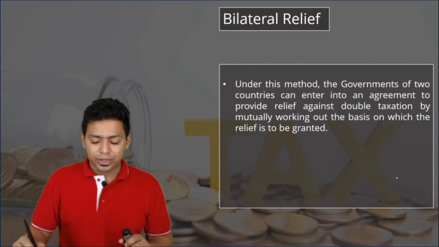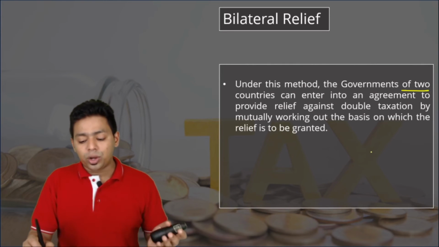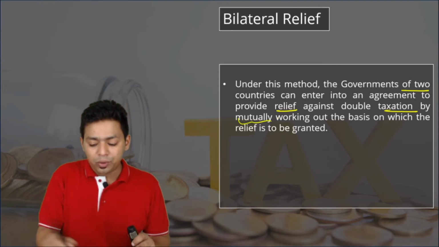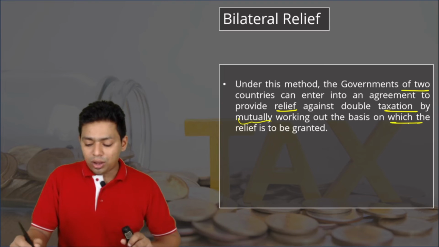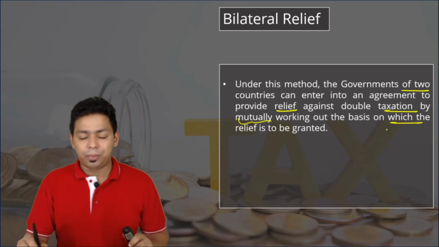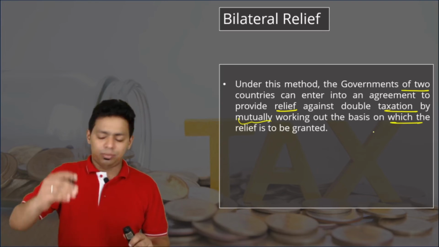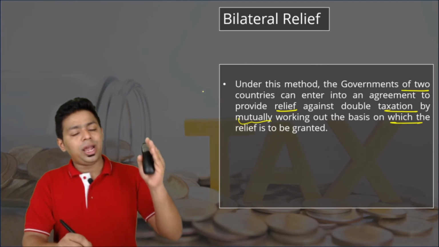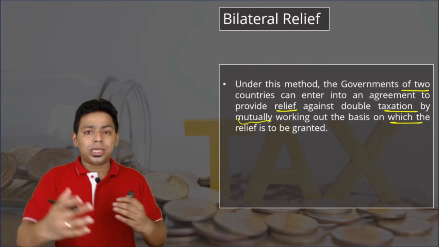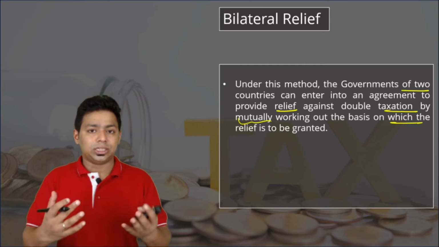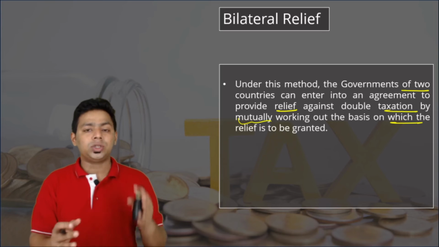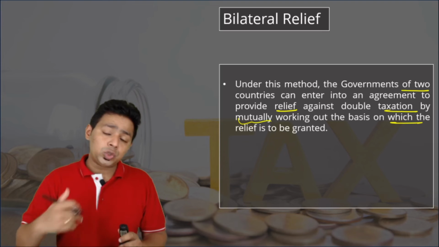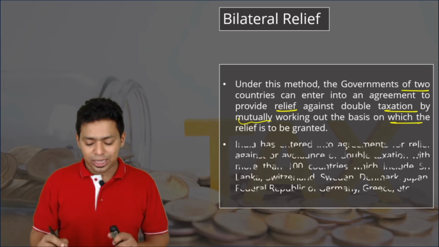So what do you mean by bilateral? Under this method, the governments of two countries can enter into an agreement to provide relief against double taxation by mutually working on the basis on which the relief is to be granted. Please understand, India is having DTAA with more than 100 countries right now. That doesn't mean every country has the same DTAA. When we two sit together, obviously both countries will discuss their pros and cons, which income should be taxed in India, which income should not be taxed in India. So by mutual discussion, this agreement will be finalized.